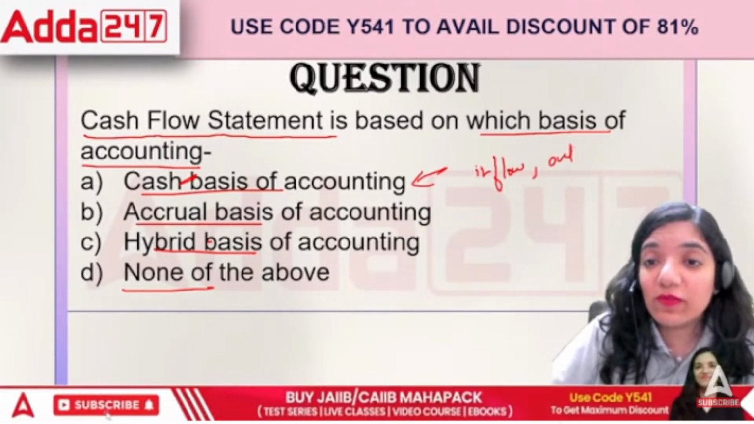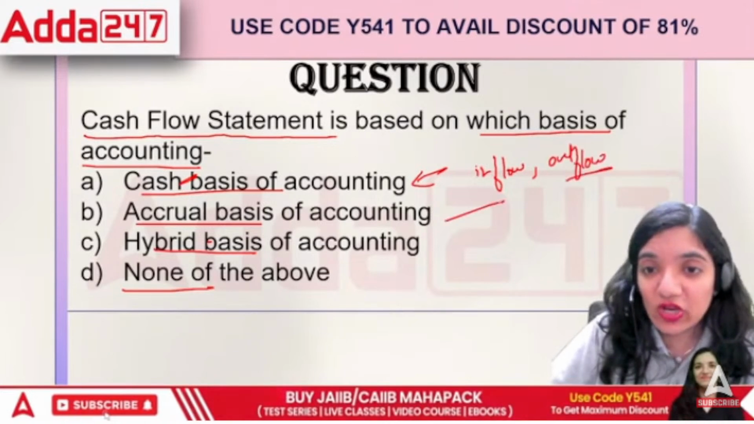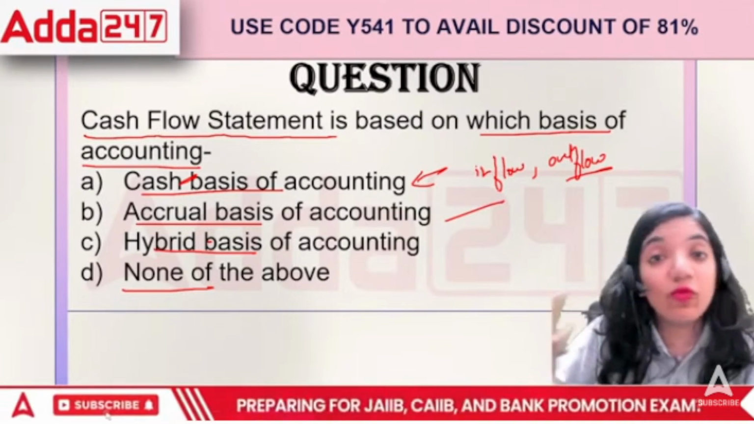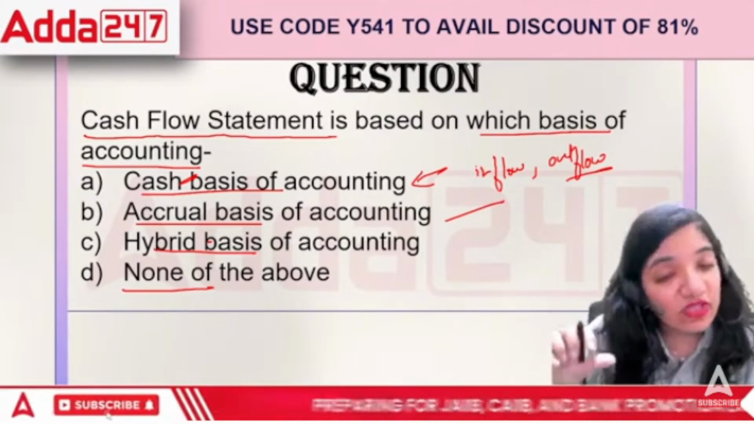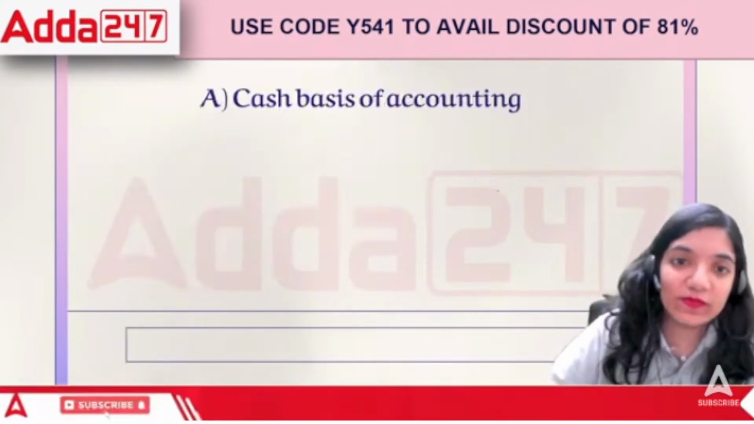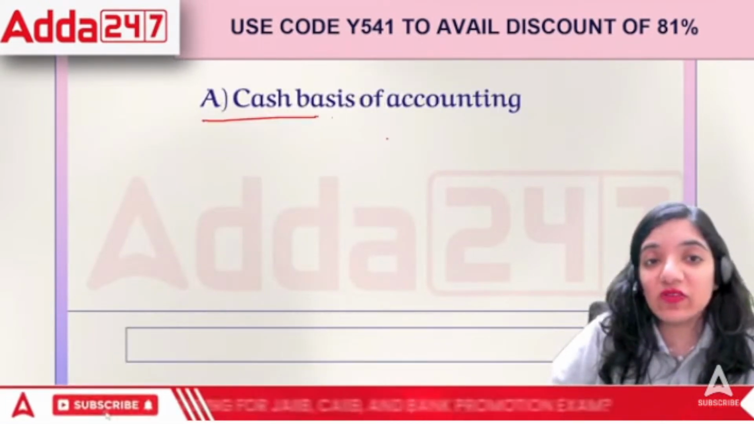Because if we talk about the cash inflow and cash outflow, it is only looking forward to tracing down the movements of cash, nothing else. We're just limiting our movements to the movement of cash. That is, it is cash basis of accounting.